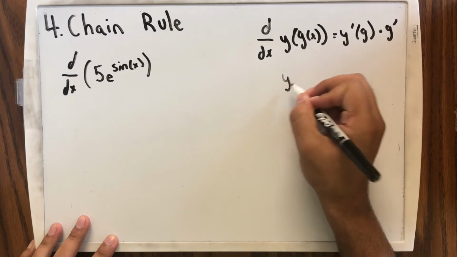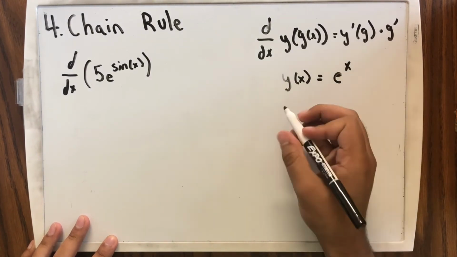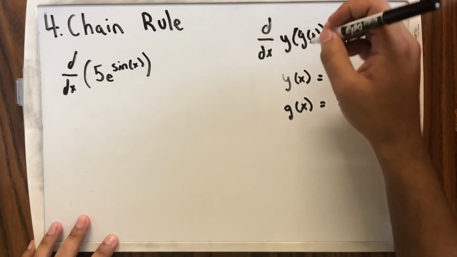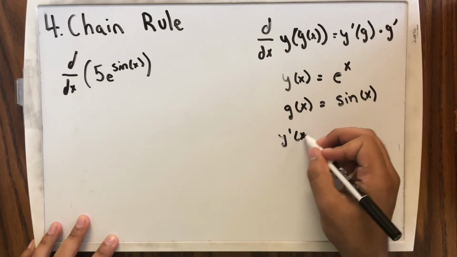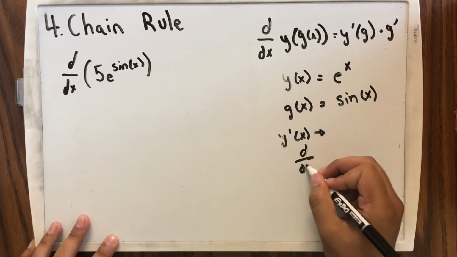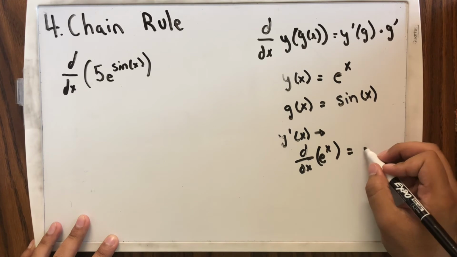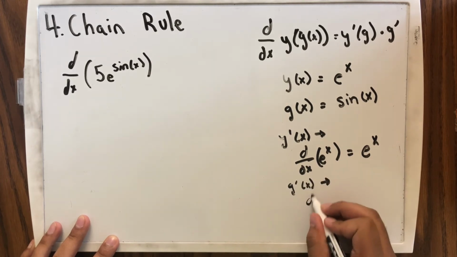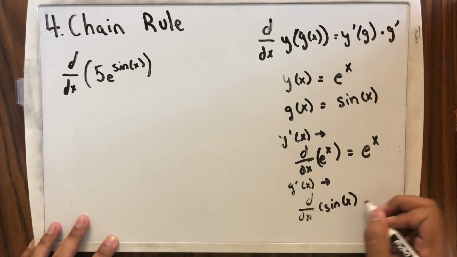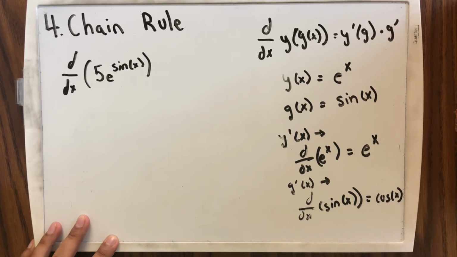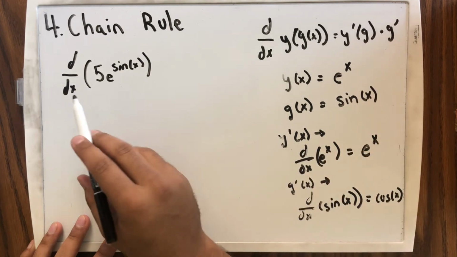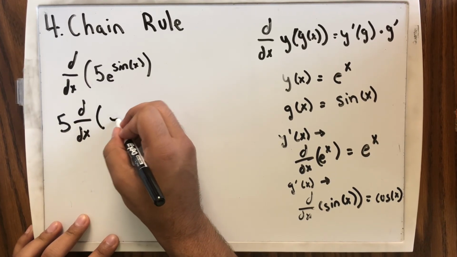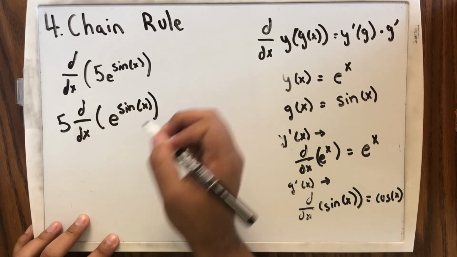Now, for this notation, we would have y of x be equivalent to e to the power of x, and g of x is equivalent to sine of x. So now we go and look for y prime of x. Now that's d/dx of e to the power of x, and that is equivalent to e to the power of x. Now g prime of x is d/dx of sine x, which is equivalent to cosine of x. Now, we can rewrite this problem to be 5 d/dx of e to the sine x because of linearity.